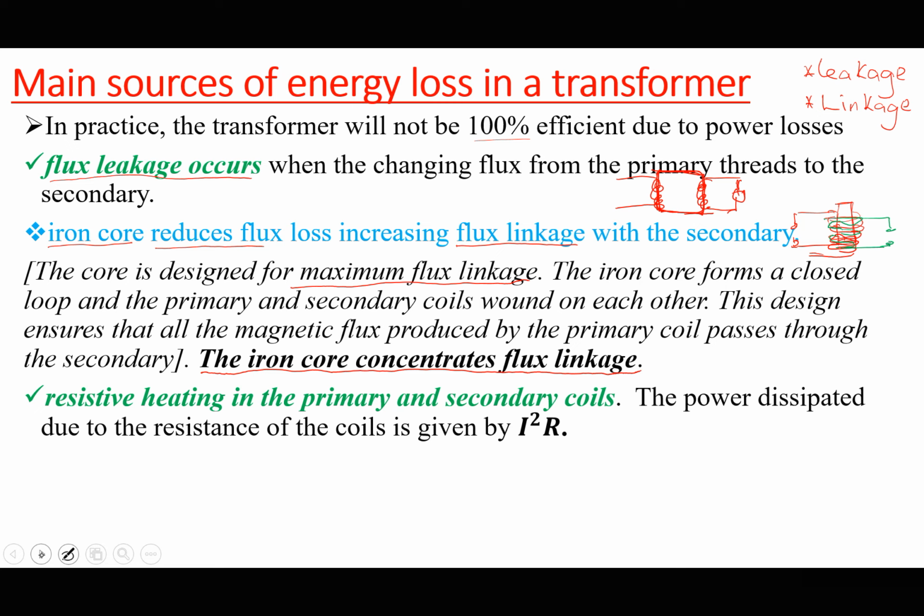Number two, another source of energy loss is what we call resistive heating in the primary and the secondary coils. Because these are wires, they have some resistance. Anything which has resistance, if a current flows through it, then there is some power dissipated within it. So some power is dissipated within the primary and secondary coils, resulting in the output power being less than the input power, making the transformer not 100% efficient.